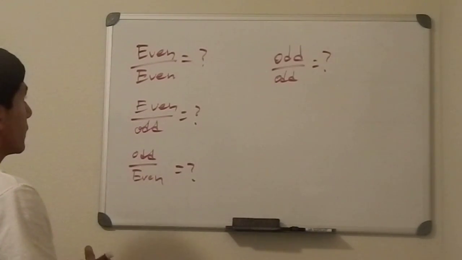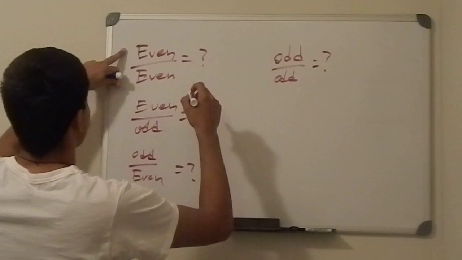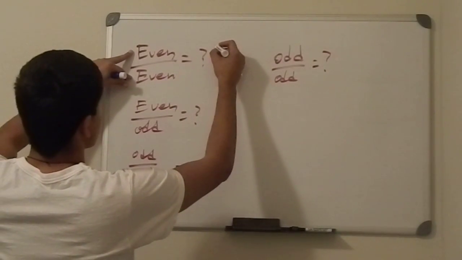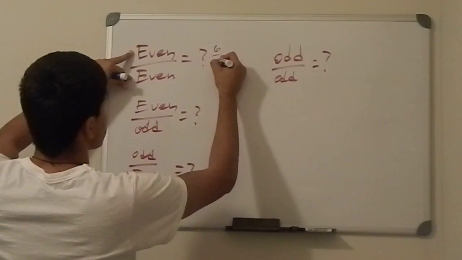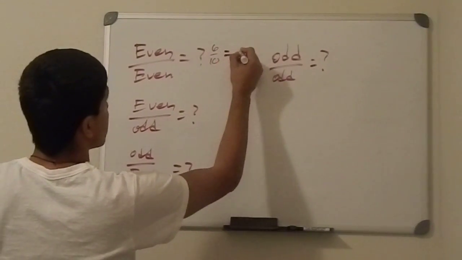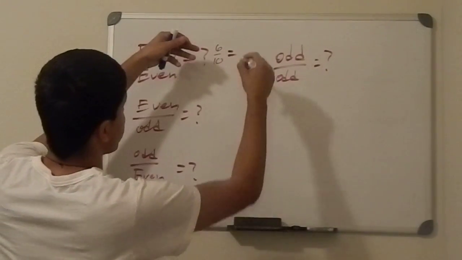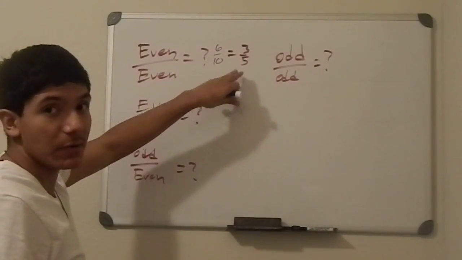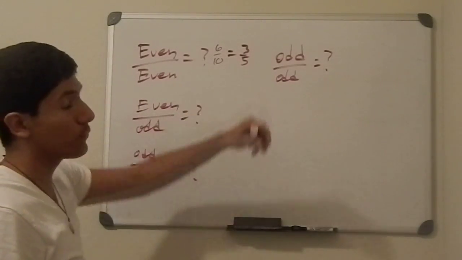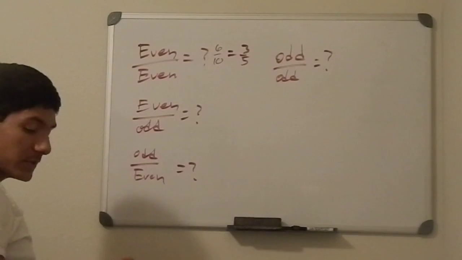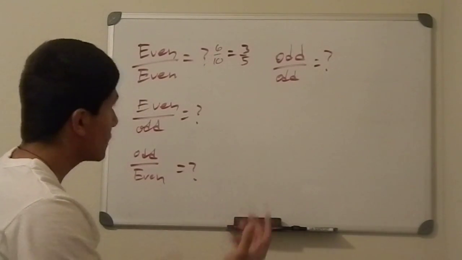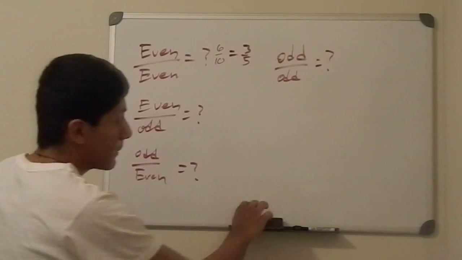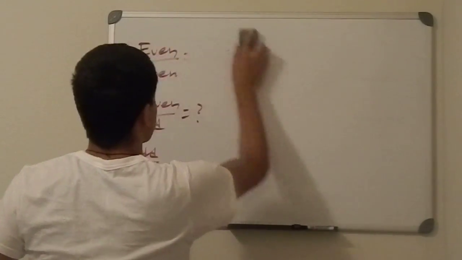Say we have 6 and 10, which are both even. We can reduce that and make it 3/5, which is neither an even or odd number, and this is all true for all of them. So division has no certain result, either even or odd. It's uncertain.